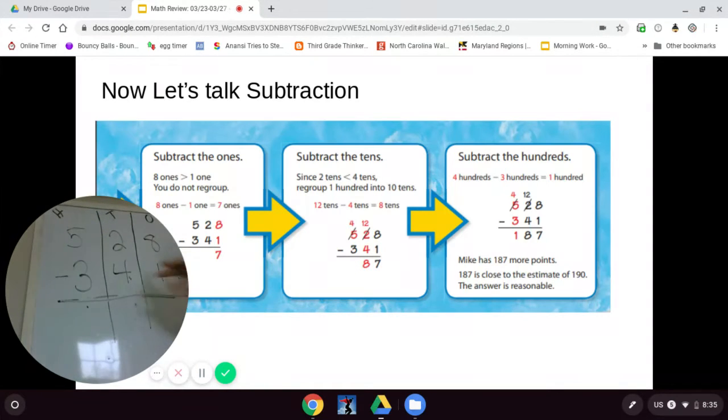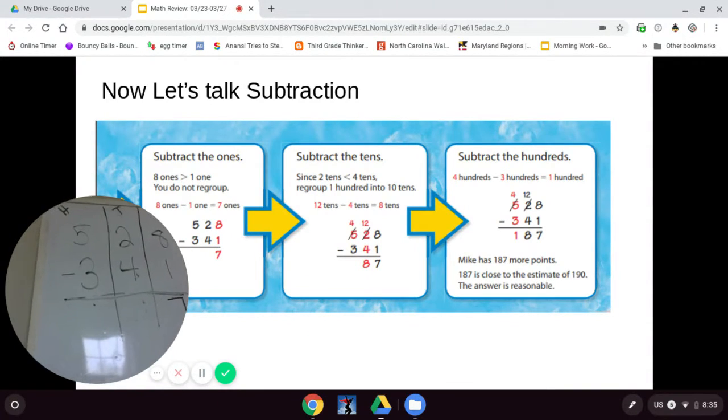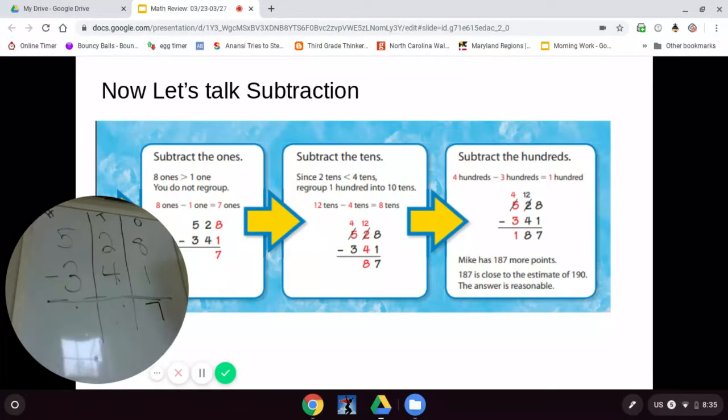There we go. So step 1 tells me that 8 ones is greater than 1 one, which I know to be true. Whenever my number on the top is larger, I know I can take away the number on the bottom. In this case, 8 ones minus 1 one is going to be 7 ones. Let's make sure you can see that. There we go. Step 2 says I need to go to the tens.